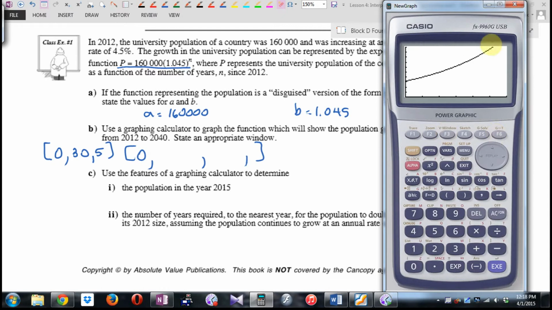Still sneaking off a bit there, isn't it? Try what? 600,000? See what we're doing? We're guessing here. We're trying to get this all to fit on our screen. Oops, hit the wrong button.